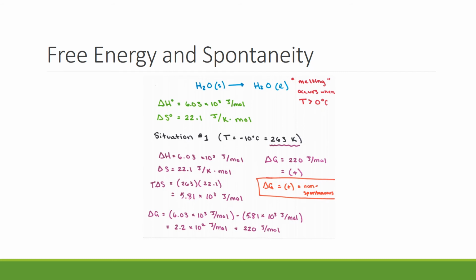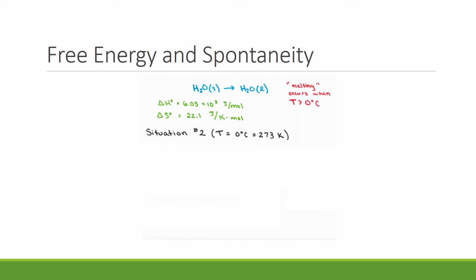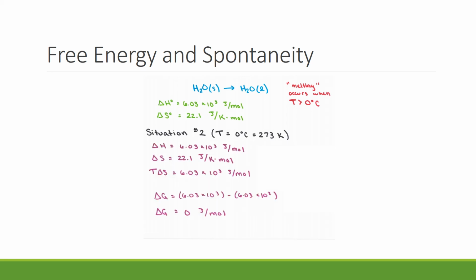Let's take a look at the second situation. So in situation 2, we have a temperature of 0 degrees Celsius, 273 Kelvin. You should know from chemistry class that water can be a liquid or a solid at 0 degrees Celsius or 273 Kelvin. So if we calculate the delta G of this reaction, we determine that the delta G is 0, which means both the forward and reverse reaction occur spontaneously. So this shows us that when delta G is equal to 0, both the forward and reverse reaction can occur. We call that equilibrium.